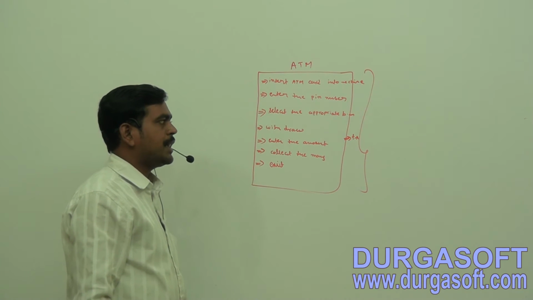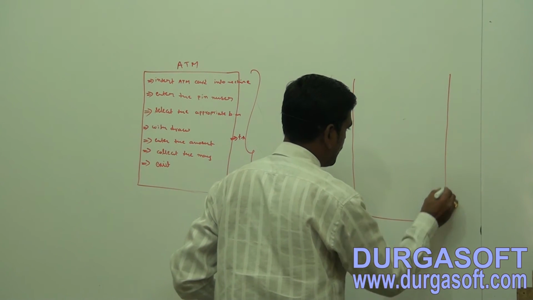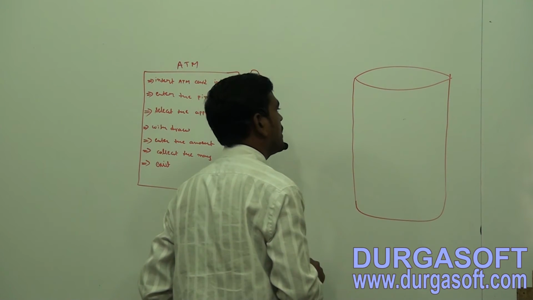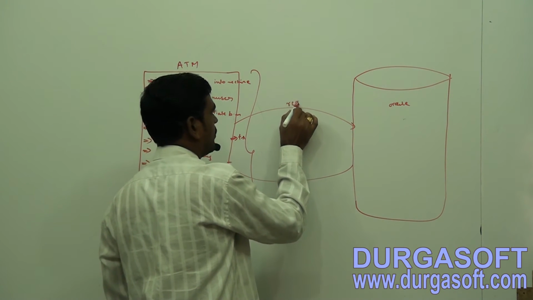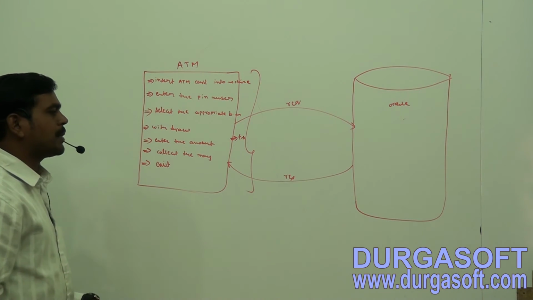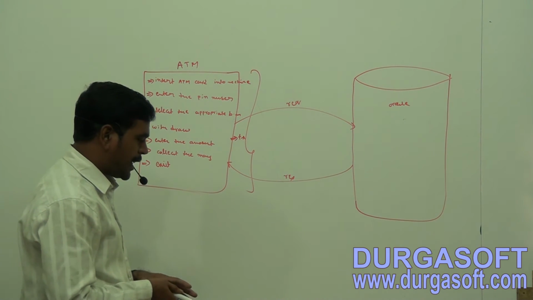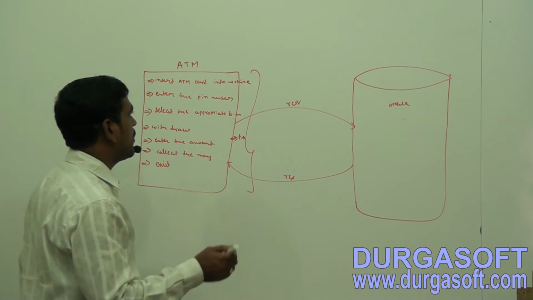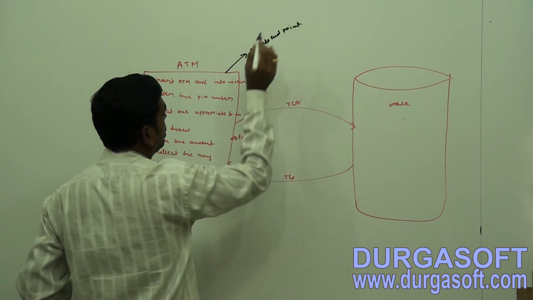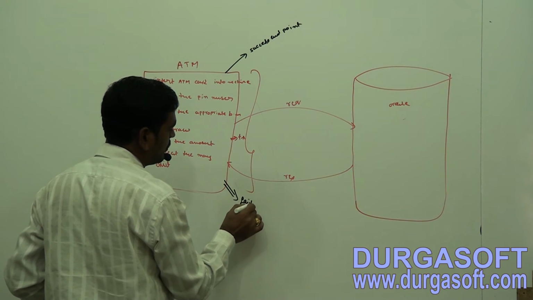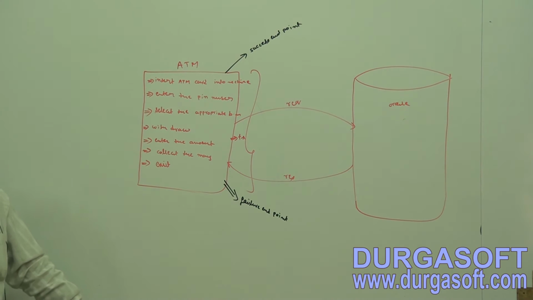A unit of work performed by the front end application to the back end application is nothing but a transaction. Every transaction has two endpoints. Number one is the success endpoint. Number two is the failure endpoint.